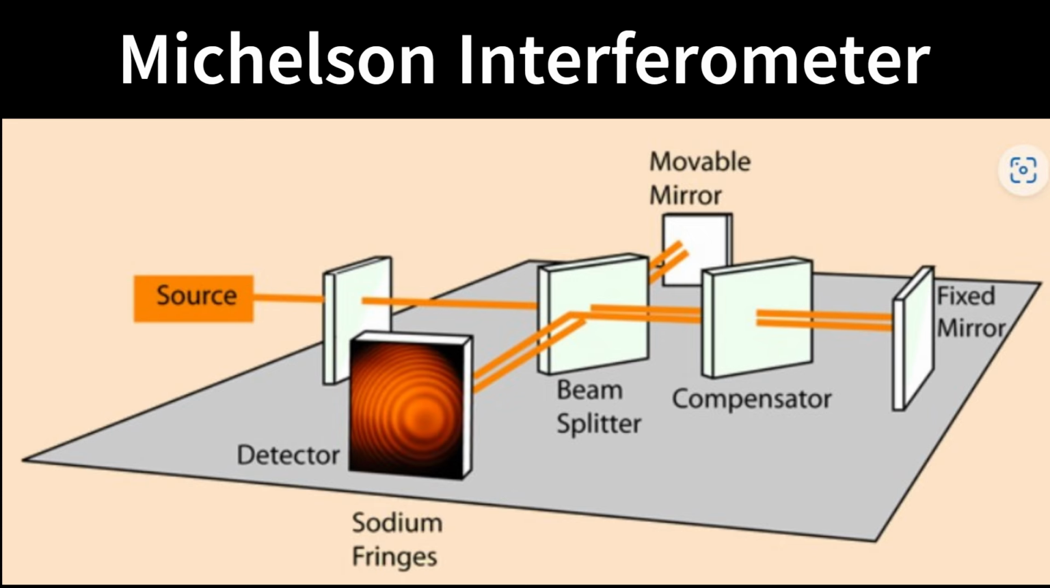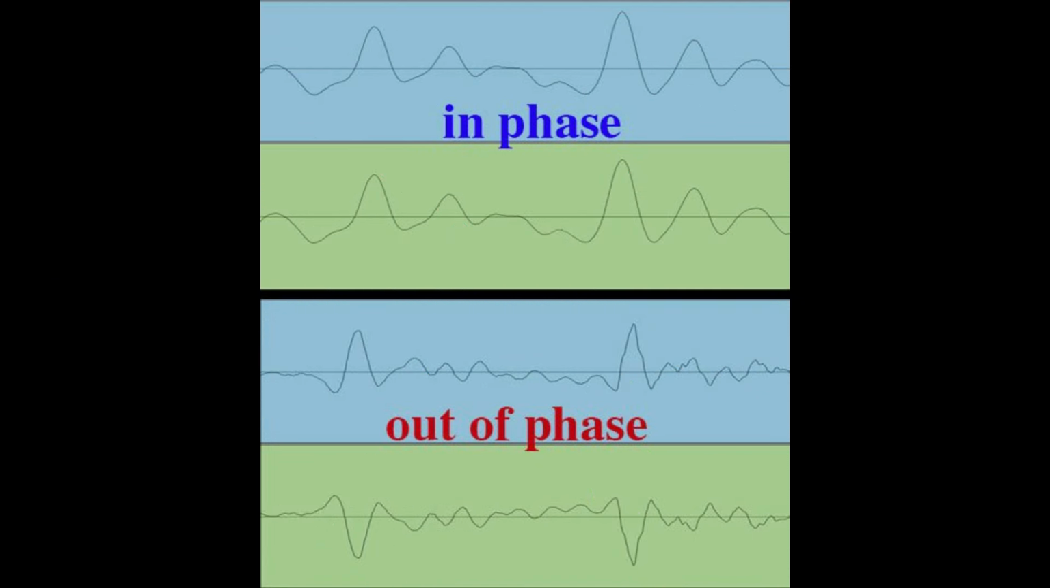A Michelson interferometer is designed so that when the two beams of light are recombined, they will be completely out of phase, canceling each other out. However, if something like a gravitational wave comes along and distorts one of the arms, then the detector will begin to register a signal.